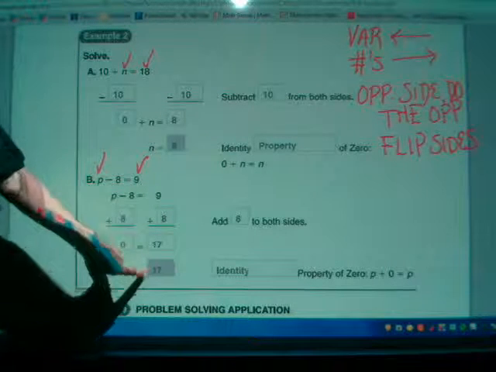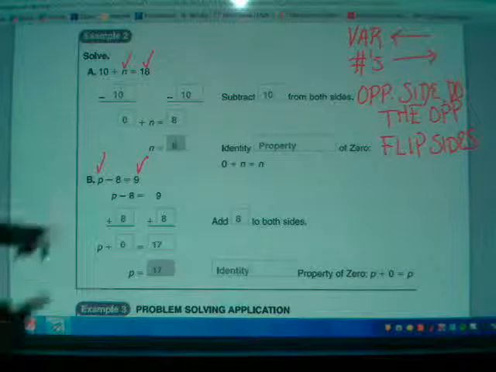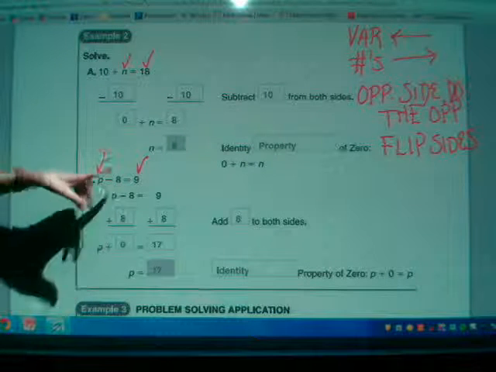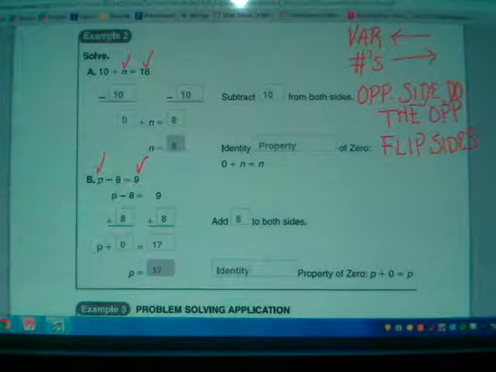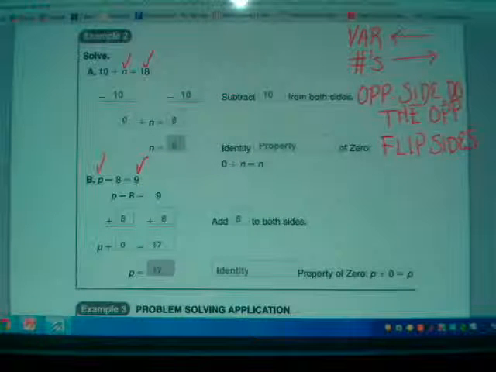Over here, 9 plus 8 is 17. And again, we can check that. 17 minus 8 does equal 9. Since the other side says 9, the two sides check.